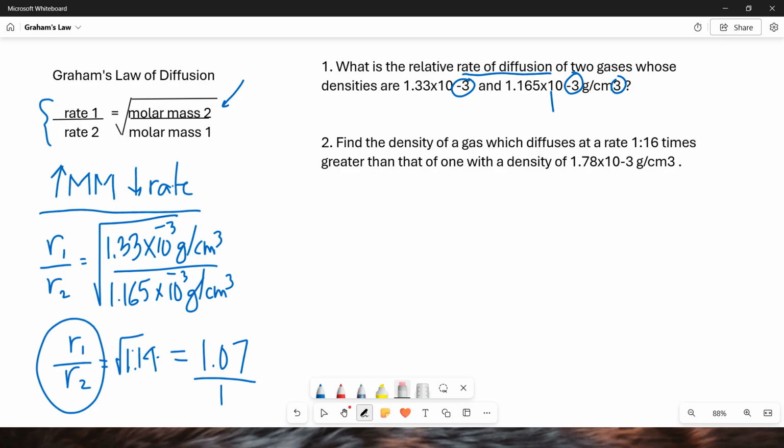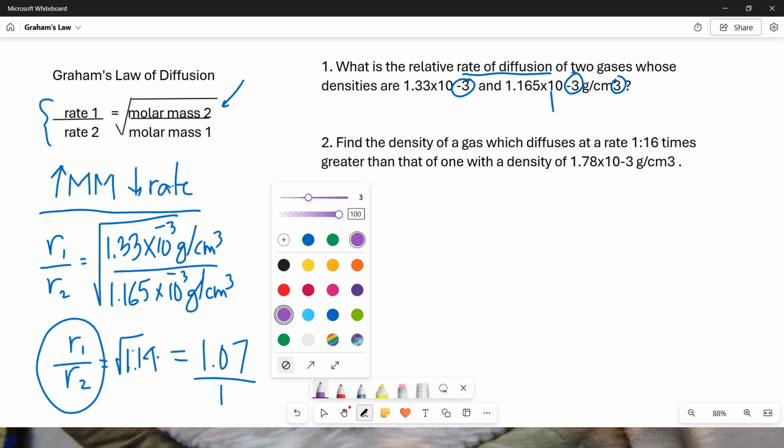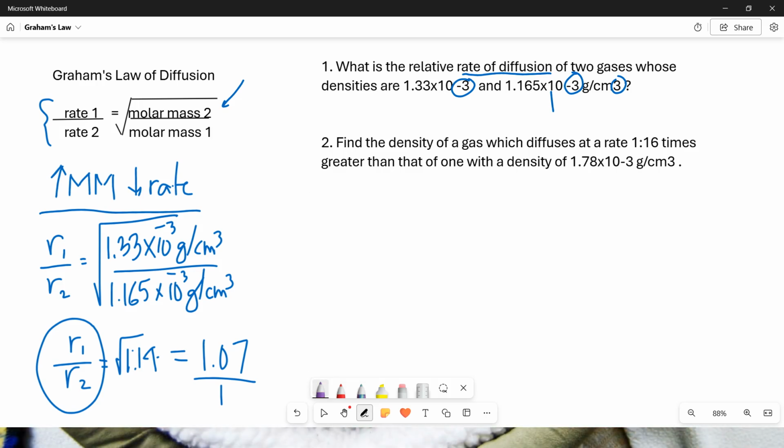So let's go ahead and solve problem set number 2. Let me change my color here. So in the second one, it says find the density of a gas which diffuses at a rate of 1.16 times greater than that of one with a density of 1.78 times 10 to the negative third grams per centimeter cubed. I do believe, looking at this, this should be 1.16. It shouldn't be a proportion. So that's the rate of one of them.